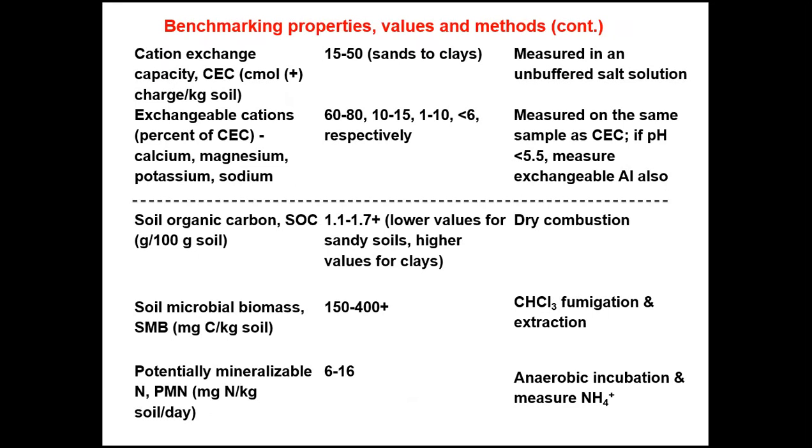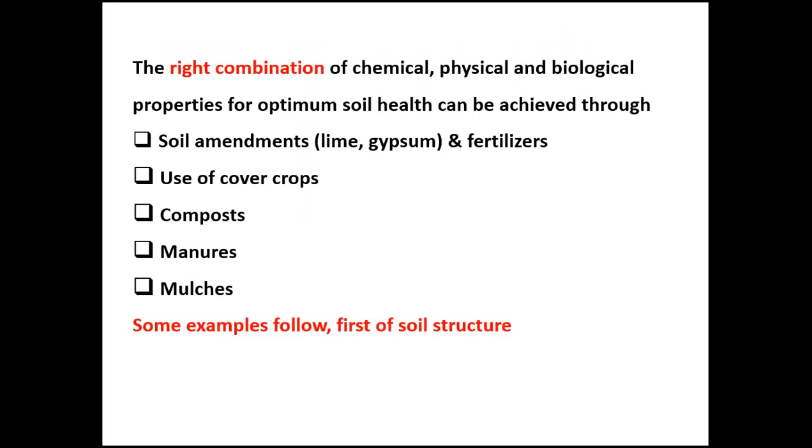Now we go on to the biological properties. Three of those were recognised. Soil organic carbon was obviously one. Soil microbial biomass was considered to be very important, and potentially mineralizable nitrogen was also important. This is a measure of how quickly organic nitrogen in the soil can be mineralized to produce ammonium and nitrate. So those were the key properties of the minimum data set.